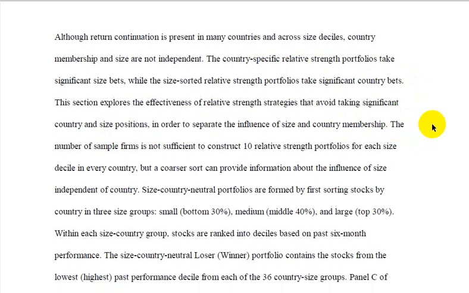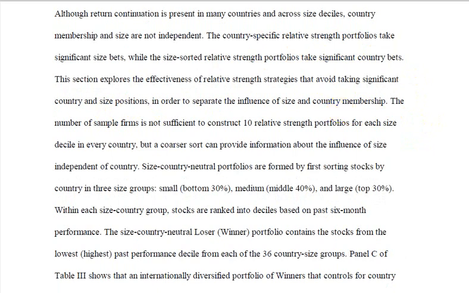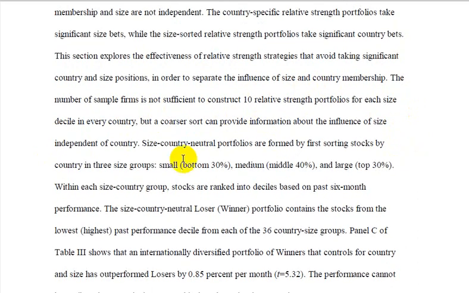To do this, ordinarily you would make 10 portfolios for every size, every country, and every past 6-month return, but we don't have enough securities to do that. So what we'll have to do is first sort all the stocks by country into 3 different size groups: the small, the bottom 30%, the medium, the middle 40%, and large, the top 30%. Within each of those groups, we will rank the stocks into deciles based on their past 6-month performance.